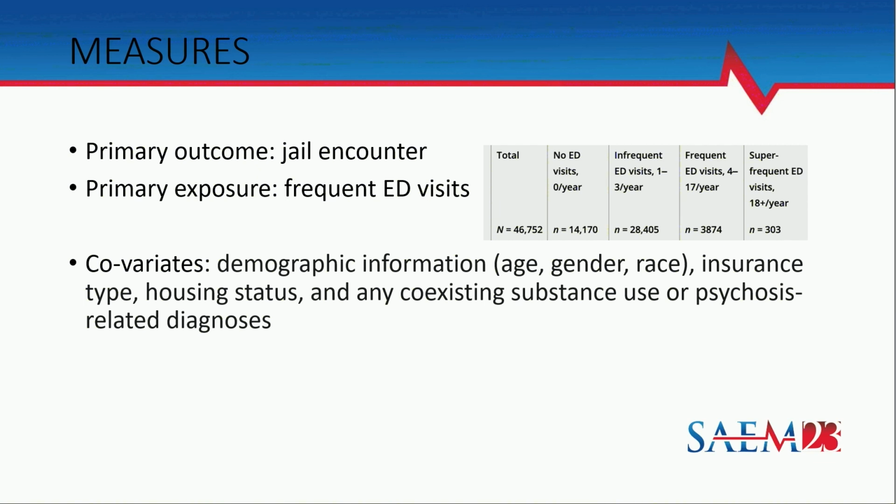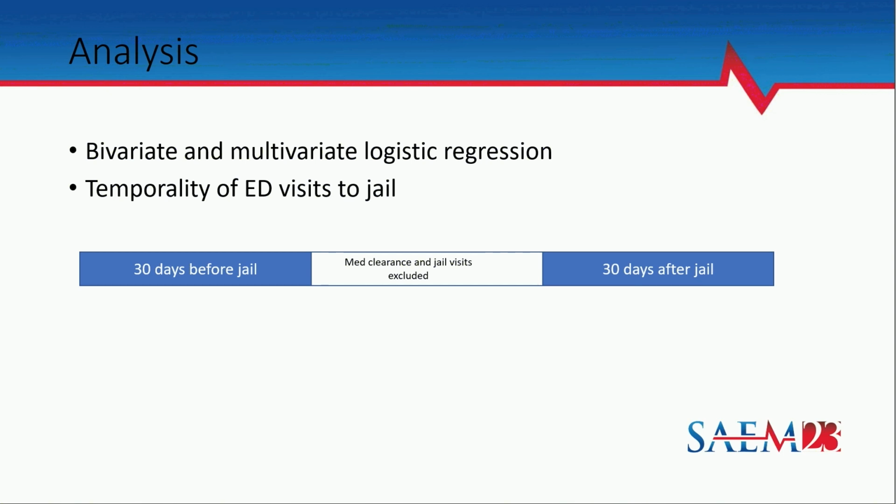There was a total of 46,752 encounters that they looked at. They did a bivariate and multivariate logistic regression in order to look at the associated variables. And in addition to that, they wanted to look at the temporality of the ED visit. So they looked at 30 days before jail and 30 days after jail. They excluded the day that the person actually ended up going to jail, as well as any health visits while the person was in jail.